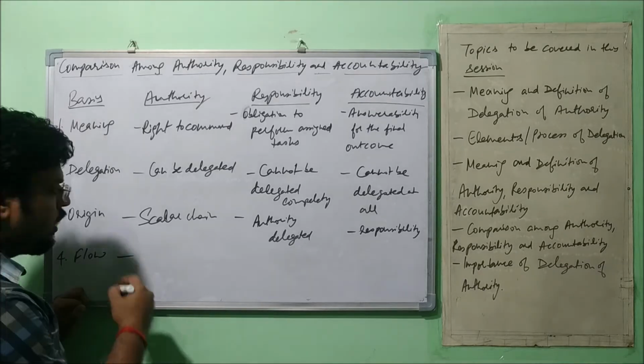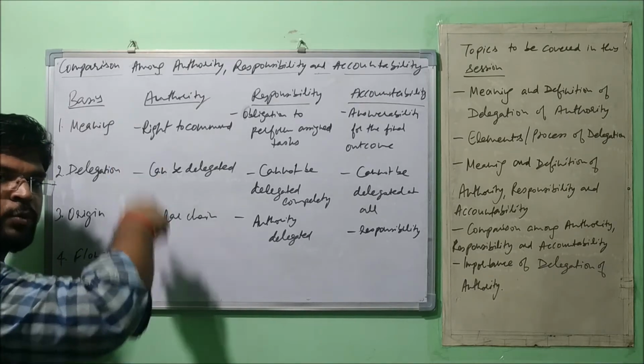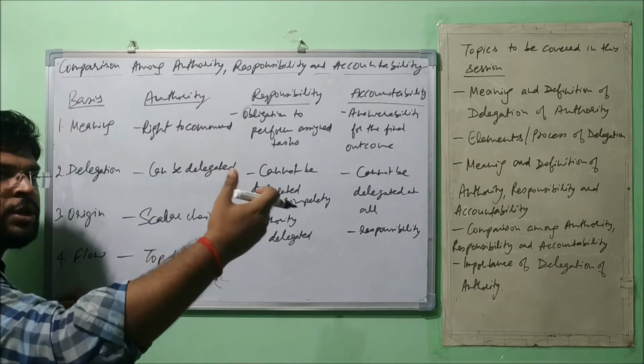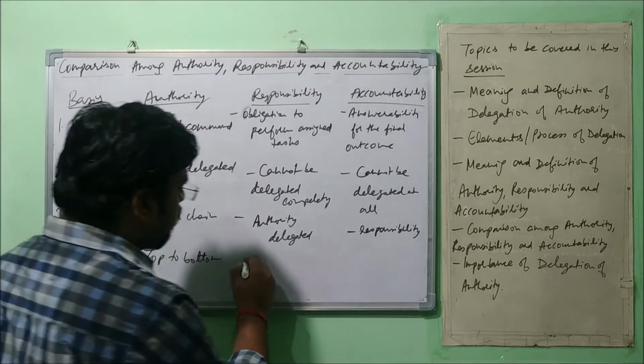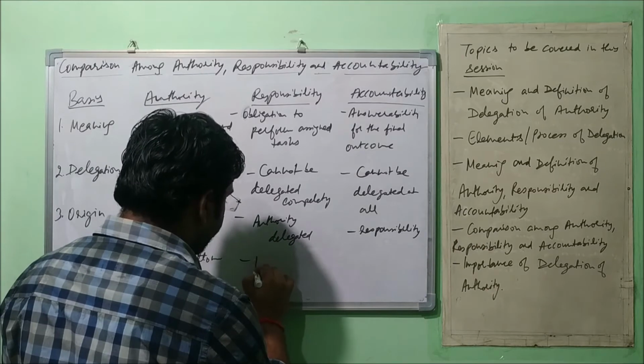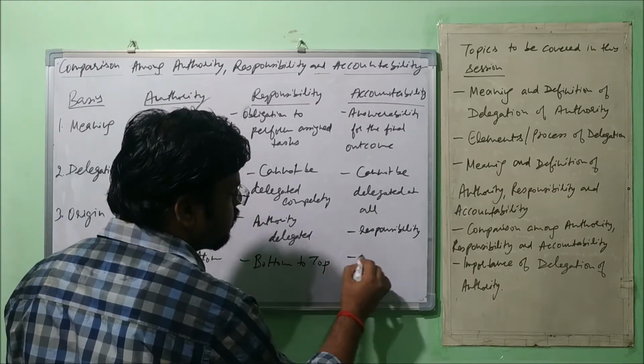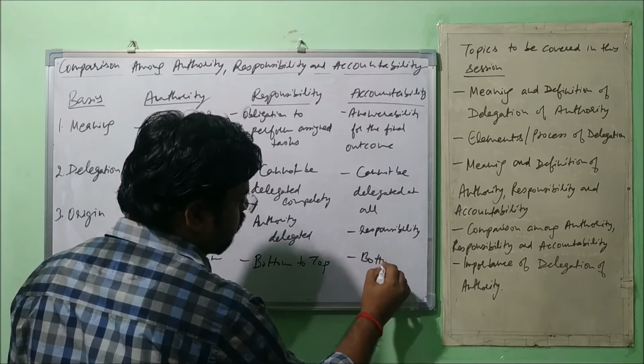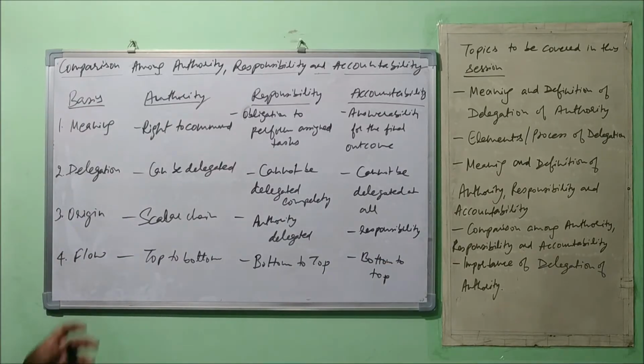Okay, flow. The flow of authority is top to bottom, means from superior to subordinate. And the flow of responsibility is opposite, from subordinate to superior, or we can say from bottom to top. And accountability is also bottom to top. Understood? So now at these points you can compare them.